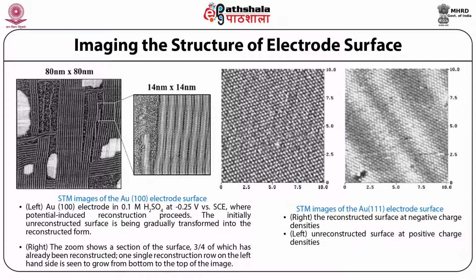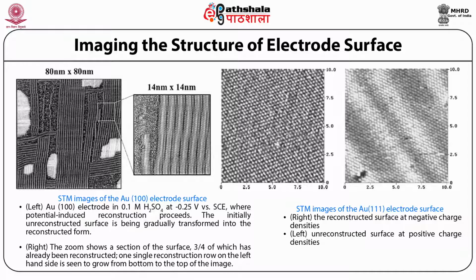STM images of the gold 100 plane electrode surface have been shown here. One is 18 nanometers by 18 nanometers, the other is 14 nanometers by 14 nanometers. On the left side, we have STM images of the gold 111 surface, or as we call it, electrode surface. The right side of this has the reconstructed surface at negative charge densities, and the left side has the unreconstructed surface at positive charge densities.